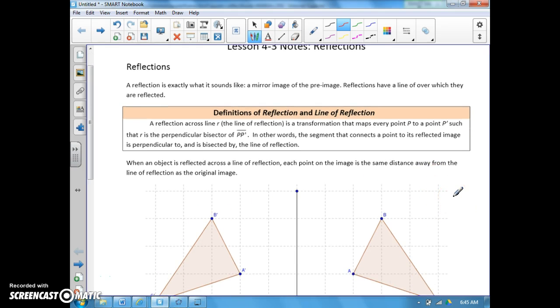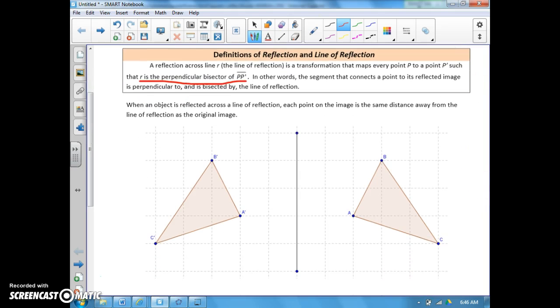A reflection across line R, or the line of reflection, is a transformation that maps every point P to a point P prime, such that R is the perpendicular bisector of the segment PP prime. In other words, a segment that connects a point to its reflected image is perpendicular to and bisected by the line of reflection.